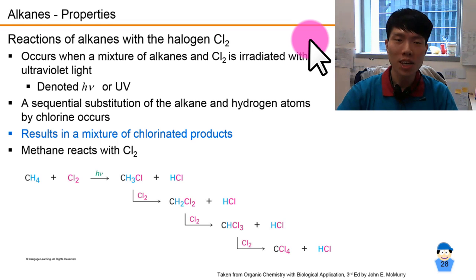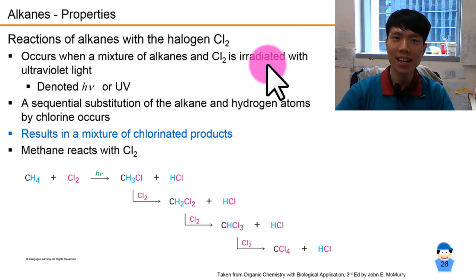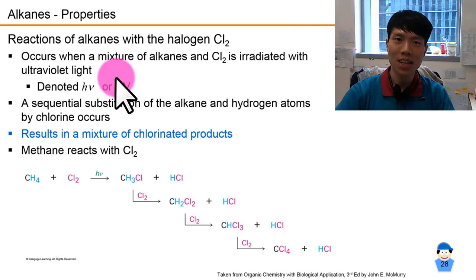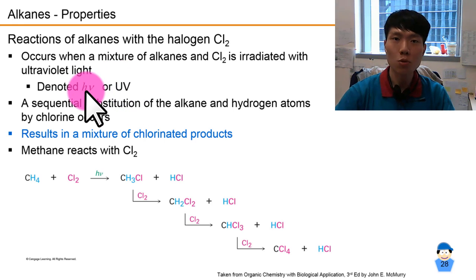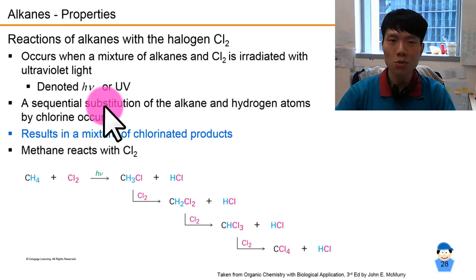So over here, we'll be talking about the reactions of alkanes with halogen chlorine gas, which is a pale yellowish green gas, and this occurs when you have a mixture of alkanes and chlorine under the presence of UV light, ultraviolet ray. So we can use UV or hν to denote this. Now in this reaction, it is a radical mechanism, so we cannot control the extent of the reaction. So you have sequential reactions that are ongoing.